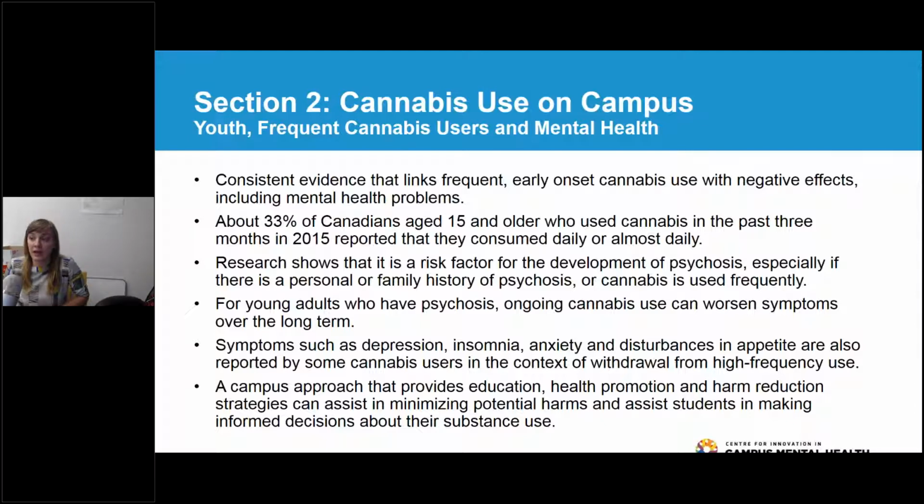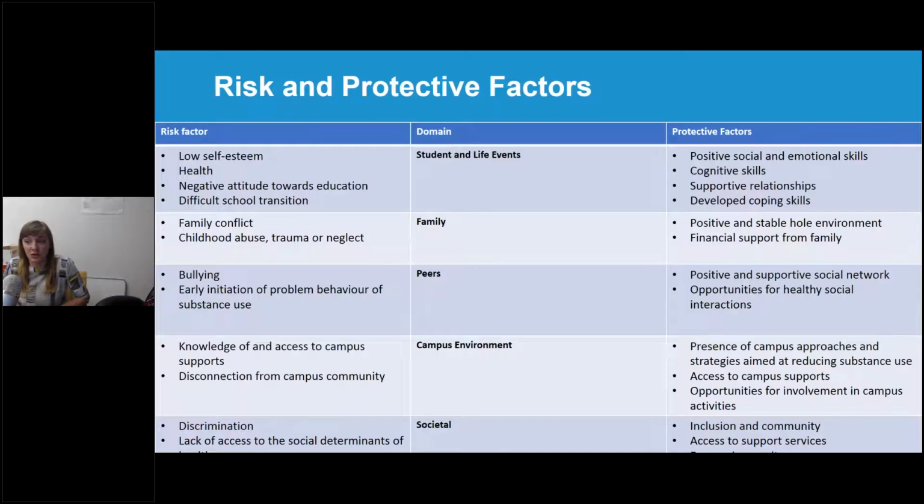So we know that cannabis use, especially if it's early onset or frequent, is not without risks, and a campus approach that provides education, health promotion, and harm reduction strategies can assist in minimizing some of those potential harms. And in addition to that, having access to accurate information about the risks and benefits of cannabis can assist students in making informed decisions about their substance use. So having access to information as well as psychosocial campus supports can also support in developing protective factors as well.